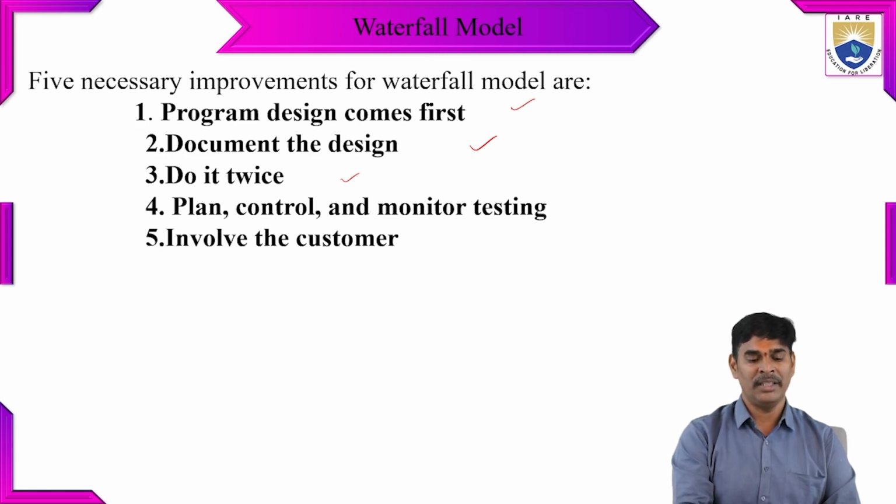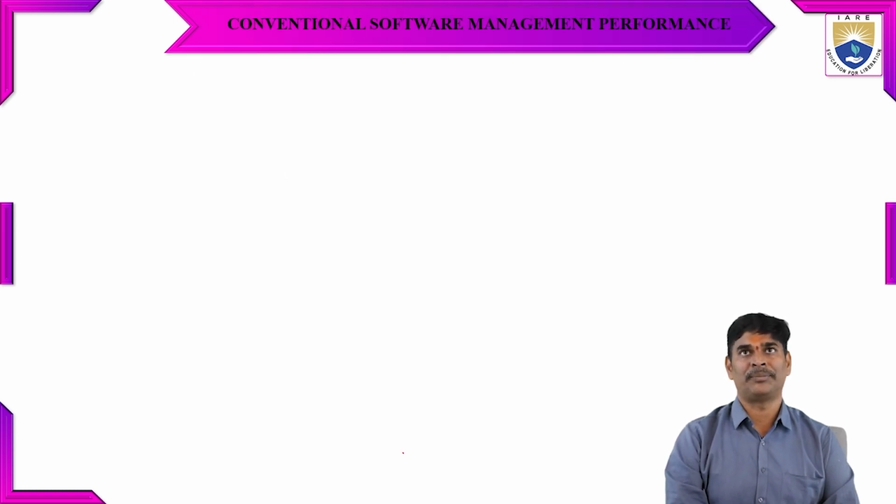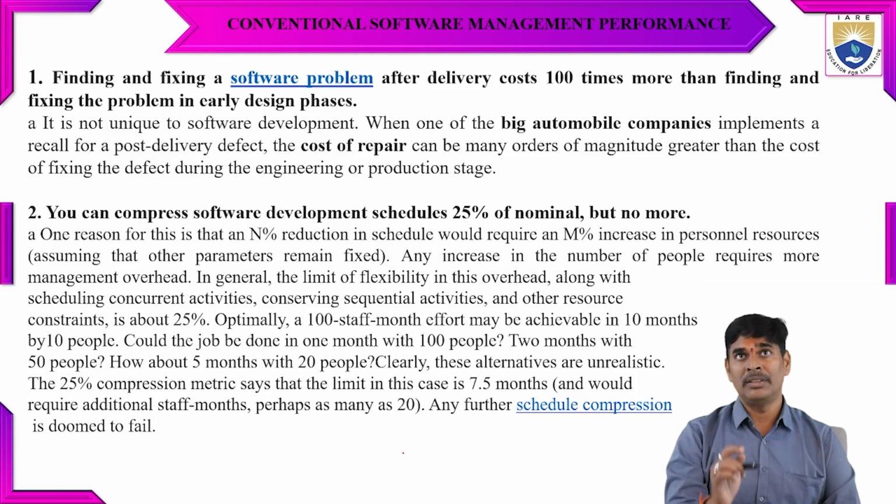After completion of these steps, the last step is to involve the customer. It means they need to discuss with the different clients, stakeholders, and internal members to develop the projects. In conventional software management performance, the first point is that finding and fixing a software problem after delivery costs 100 times more than finding and fixing the problem in the early design phase. It means they need to identify the problem in the initial stage, not after delivering the product. The best example, recently in 2021, is the Tesla cars.